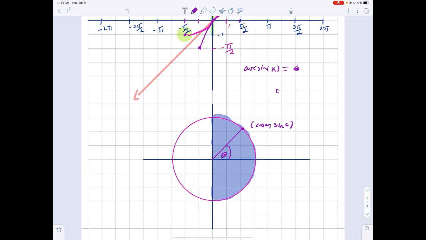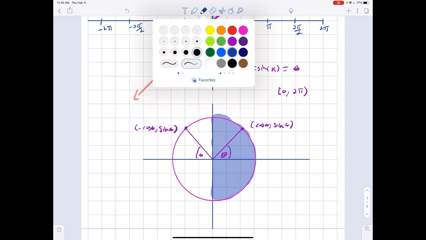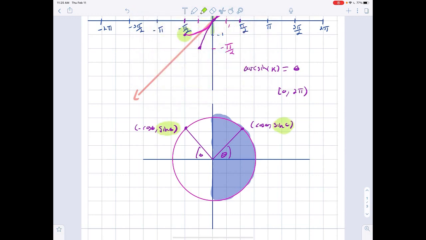Say I wanted all the solutions in 0 to 2 pi. Well, I also have, if I flip this across the y-axis and make a related acute angle of theta here, well, this is going to have coordinates negative cosine of theta, sine of theta. So the y-coordinates, the sine values, are going to be the same. And this is, of course, the angle that I get if I go all the way around by pi, and then subtract theta off from it. So if theta in this first quadrant is a solution, then so is pi minus theta.